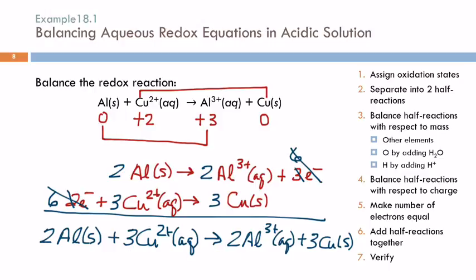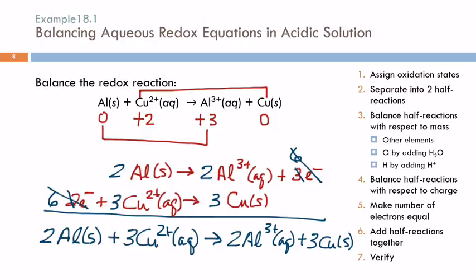charge. In this equation up here, it was balanced with respect to mass, but the charge wasn't balanced. I had +2 on one side and +3 on the other side, and that's not balanced. You can't have a chemical reaction and just have charge appearing or disappearing.